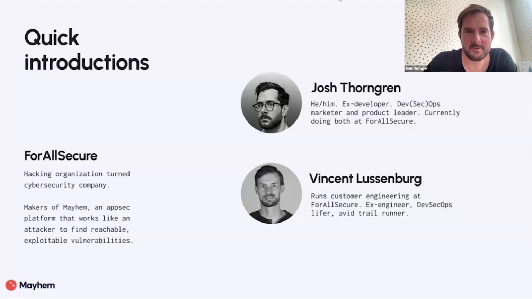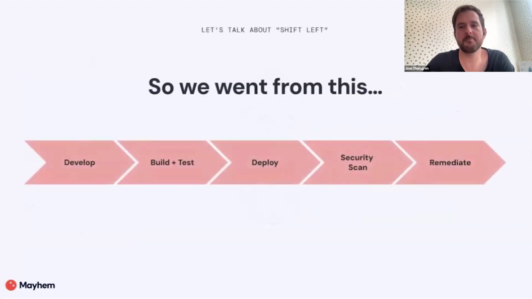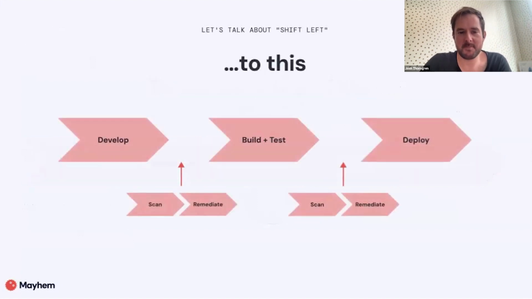So, with some of that housekeeping out of the way, why don't we go ahead and get started? Okay, shift left. This whole notion was, let's take the security scan that happens after you deploy software, let's take the remediation efforts that happen after you deploy software, and let's shift those things to the left. Let's turn it into this. Let's scan and remediate at different phases throughout the development pipeline. Now, your organization may have 5 different ways to slice and dice across your pipeline. I'm just showing this at a 50,000 foot view.